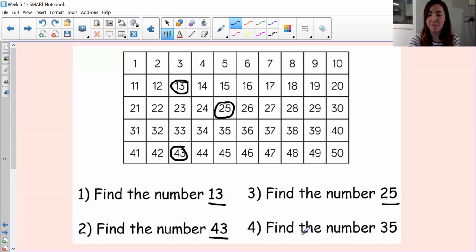And then number 4, find the number. What number is this? Well done if you said 35. Now can you find it on the 100 square? Pause if you need to. So 35 has 3 tens in it. It's a number in the 30s. So let's find the row that has the 30s. Not this row, not this row. Here it is. 32, 33, 34, 35. Excellent.